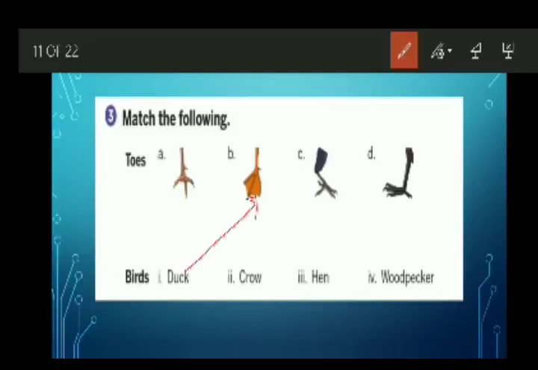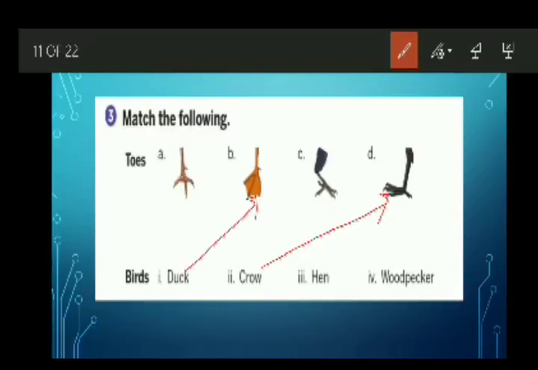Next is crow. Children, crow is a perching bird having 3 toes pointing forward and 1 at the back. They cling to the branch firmly when they are sitting on the branch. They are called perching birds. So here picture D is of the feet of a crow.